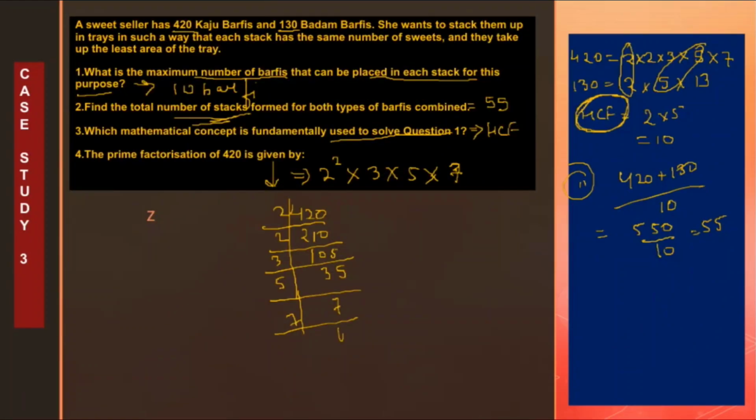Let's look at this case study involving a sweet seller with two types of barfis, 420 kaju barfis and 130 badam barfis. She wants to arrange them in stacks, with each stack having the same number of sweets. The goal is to use the least tray area possible, so the stack should be as large as possible. We need to find the maximum number of barfis per stack, the total number of stacks, and identify the math concept behind this. Prime factorization will help us get there.